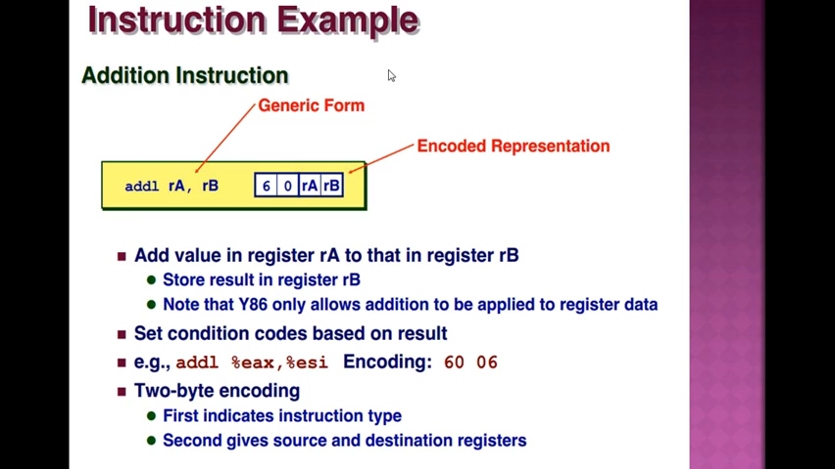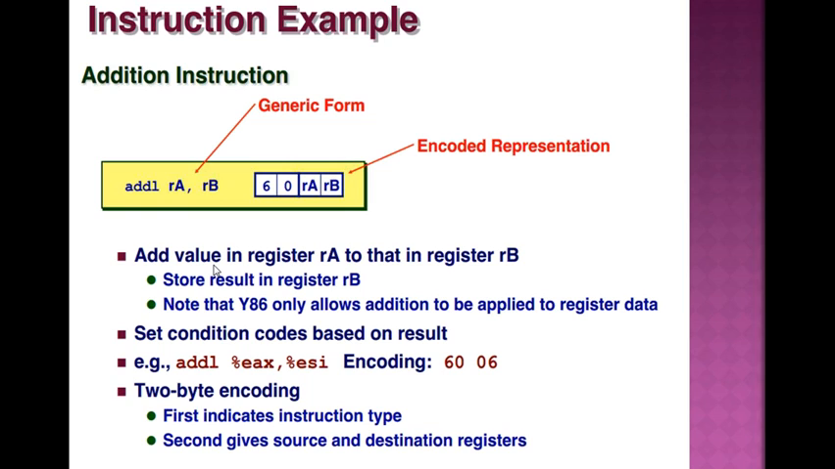This is the addition instruction. This is a generic form, that is add 1 RA RB, where RA is register A and RB is register B. This is the general form. This is your encoded representation, that is how this instruction will be stored in the memory.